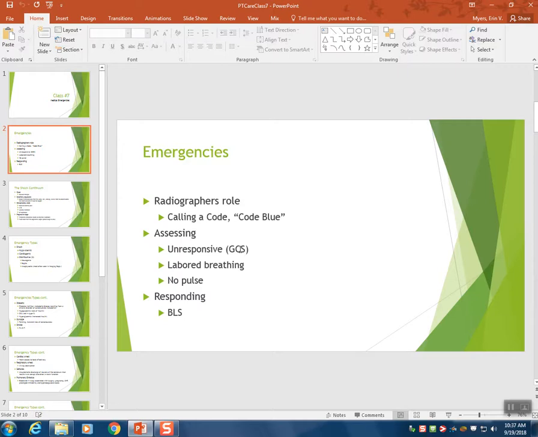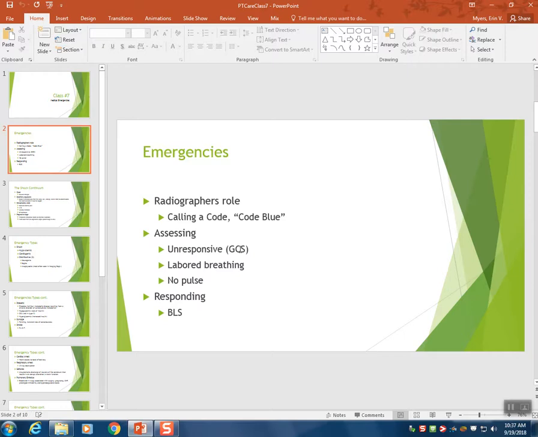And of course, there's the patient that just becomes unresponsive. They may be in cardiac arrest or respiratory arrest, and they no longer have a pulse. Very rarely does this happen in the radiography department, but it does happen. When it does happen, we're the ones that need to respond quickly.